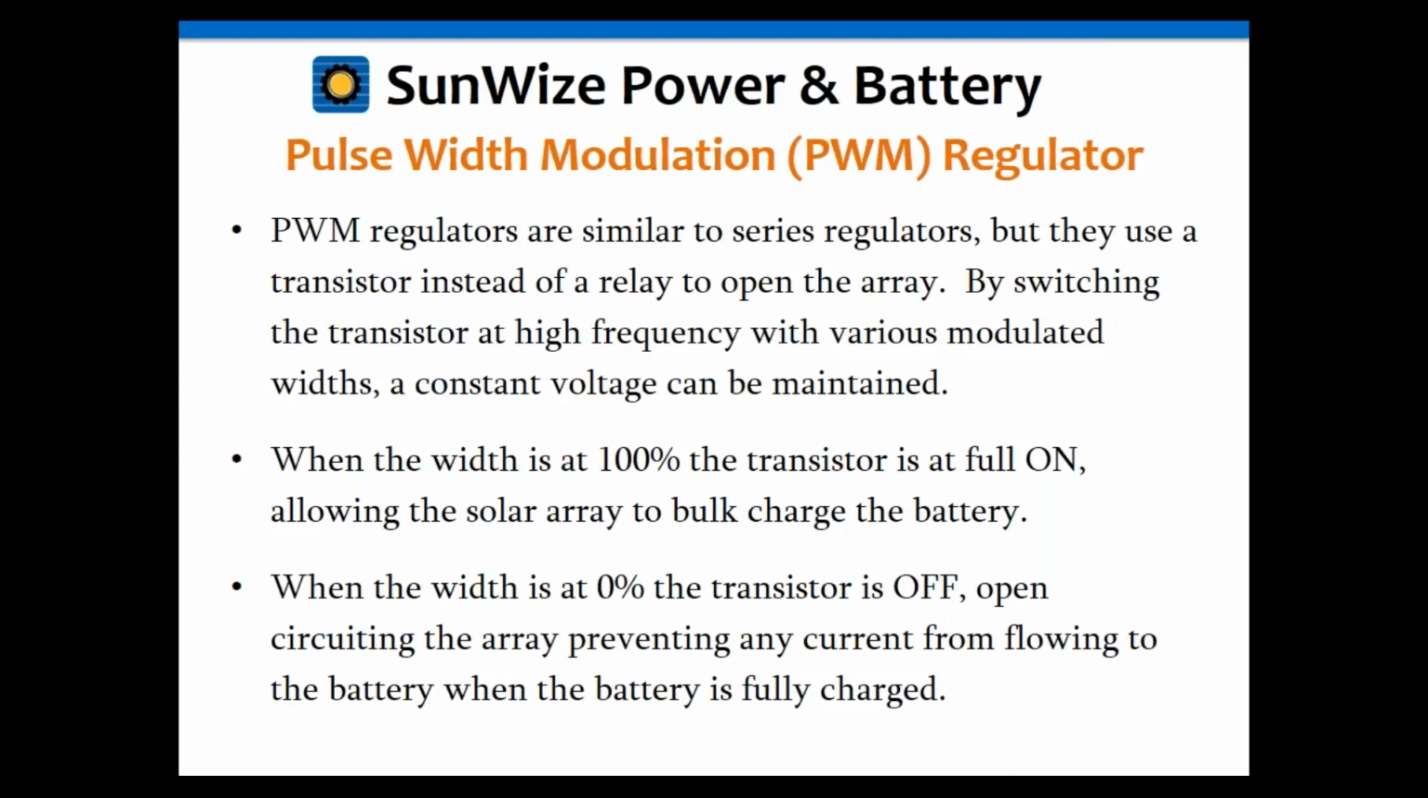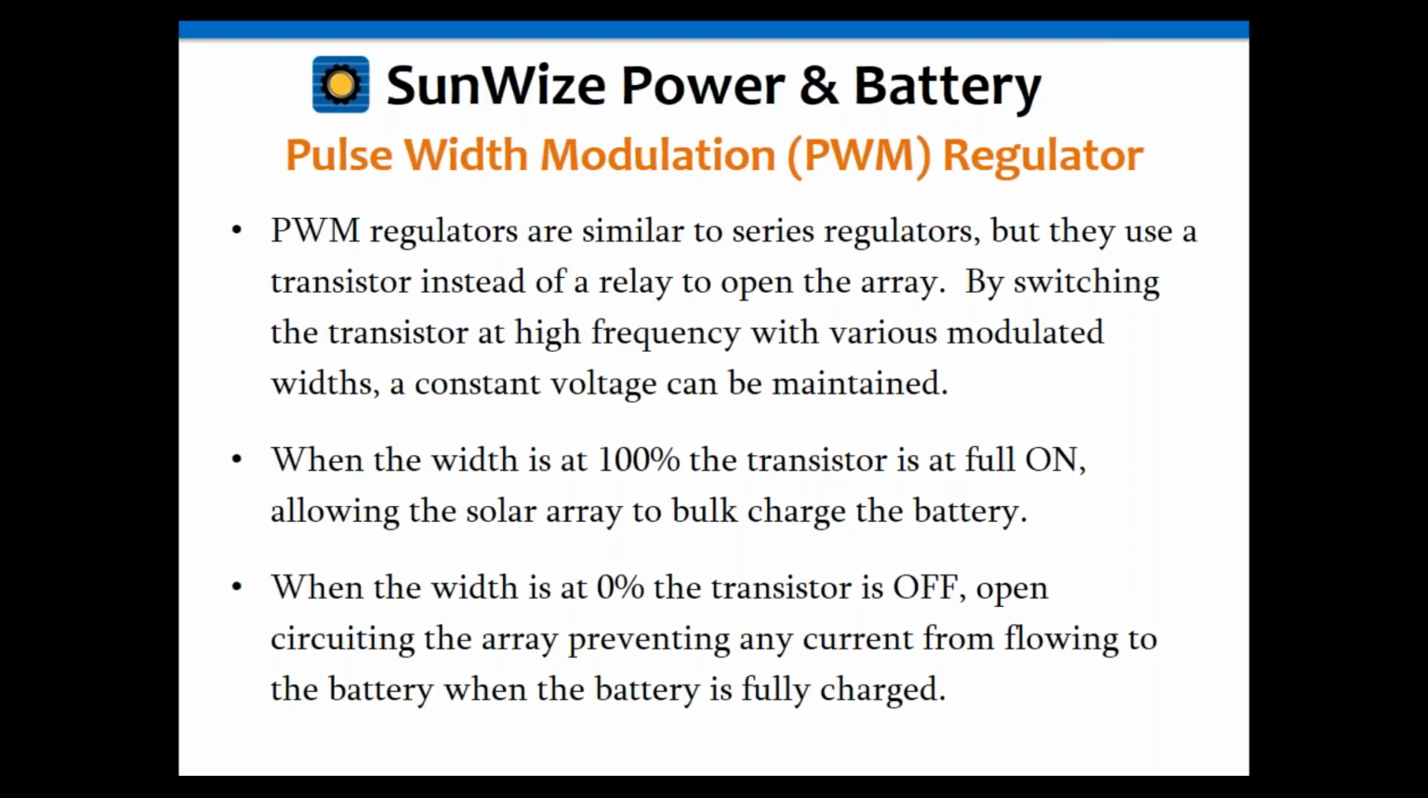And by modulating the width of that pulse to the transistor, they're able to maintain a constant voltage. Instead of having a disconnect voltage and a reconnect voltage, as other units have, you can now have a charge voltage and a float voltage, or even an absorption cycle. And we'll get into that in just a minute.